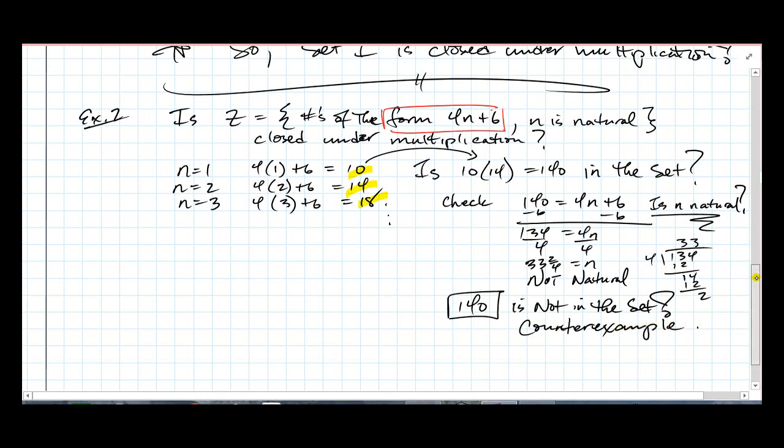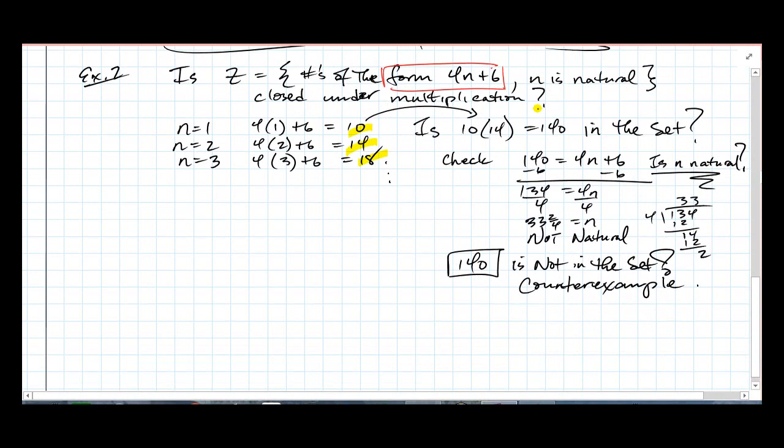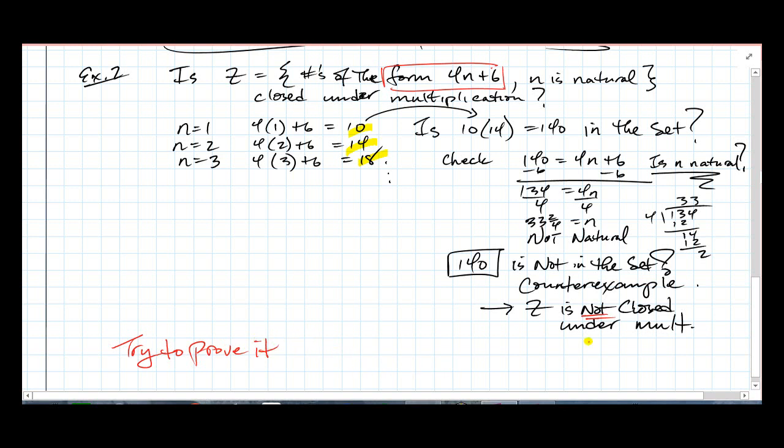But now let's say you didn't do this algebraic method. So this is not closed. This tells me that Z is not closed under multiplication. But let's say that you try to prove it. I'm going to try to prove that it's closed, and I'm going to end up with a contradiction. We already know it's not. Look, I just wrote that down. So try to prove it, and we're going to show a contradiction. That means we're going to end up with a mathematical problem that doesn't allow us to prove it.